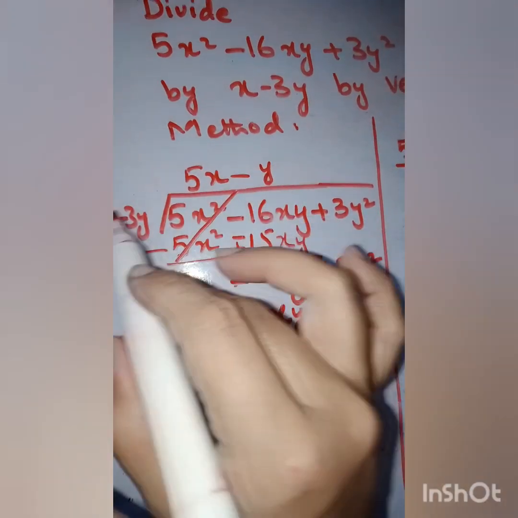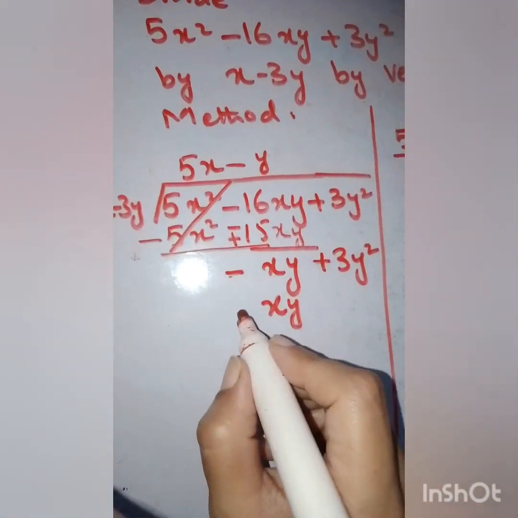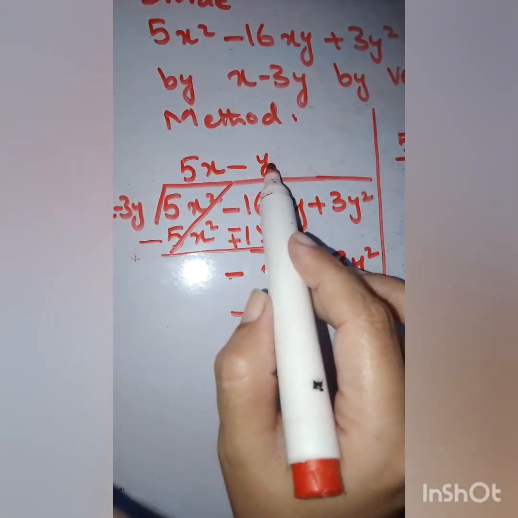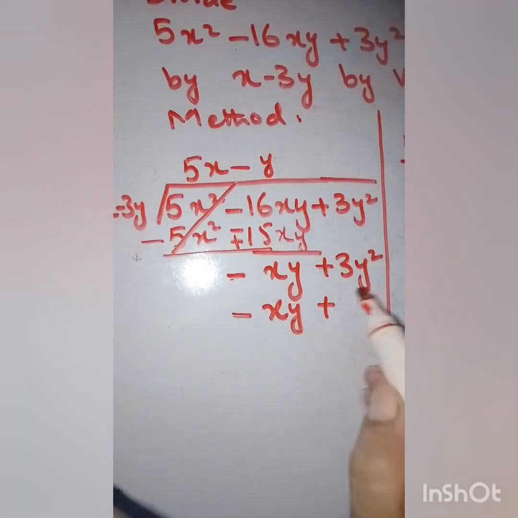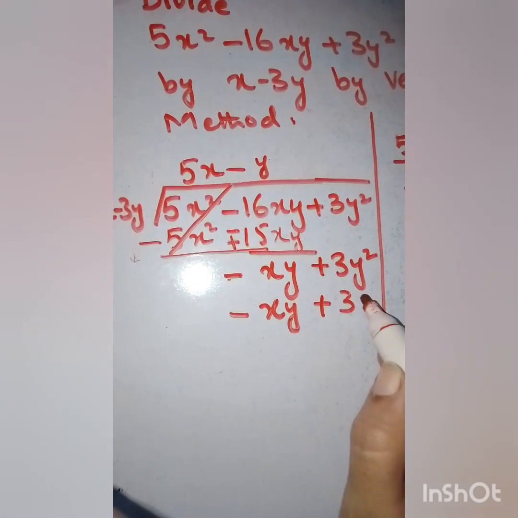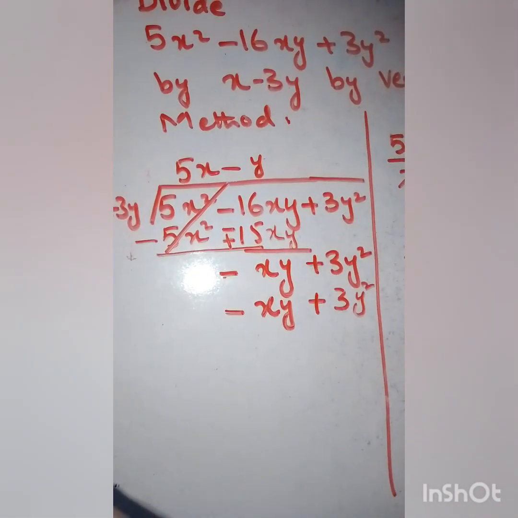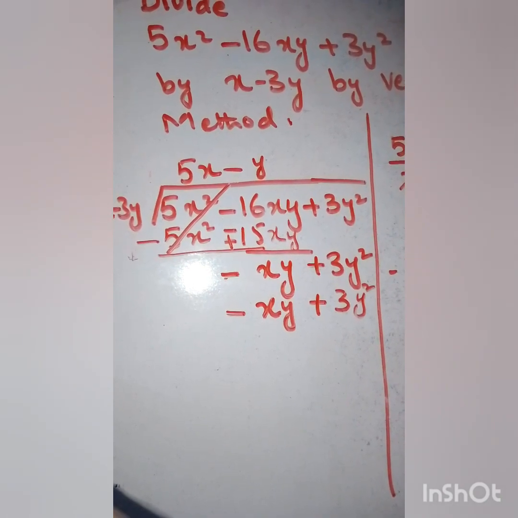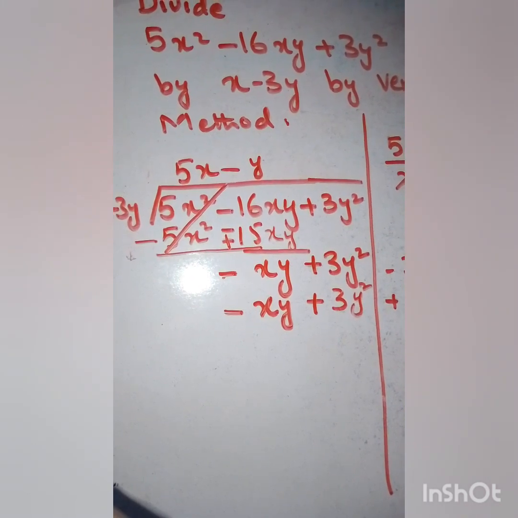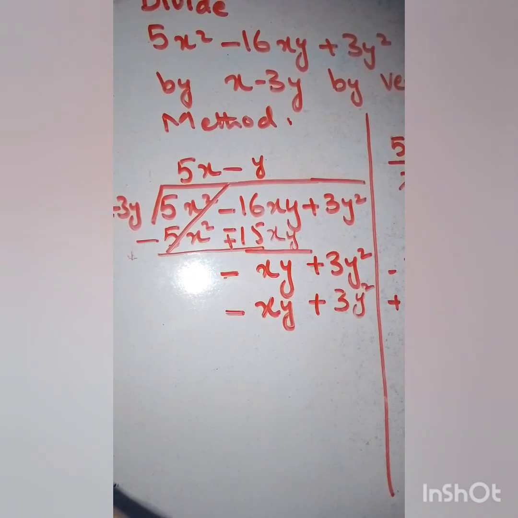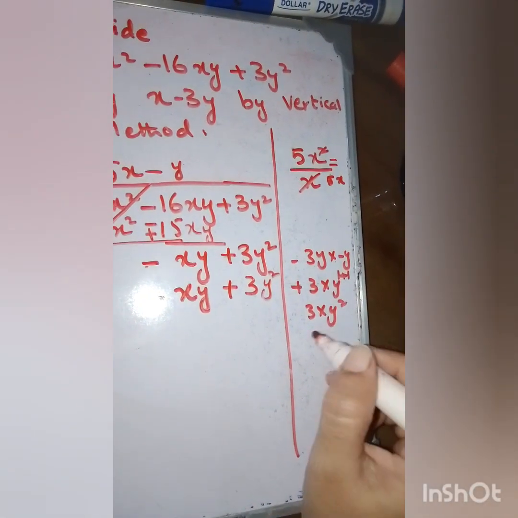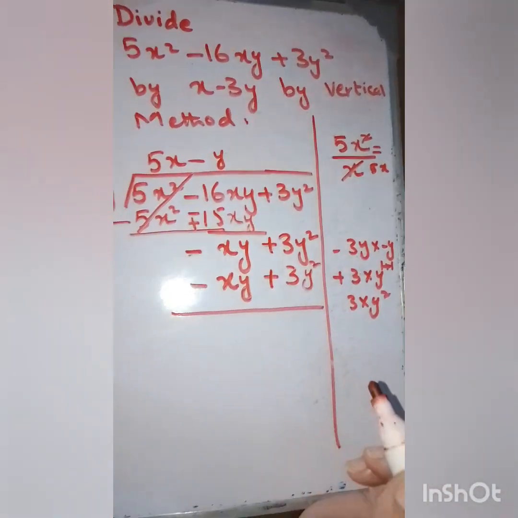So minus y multiplied by x will be minus xy, minus minus will be plus. Then y and y, bases same, powers will be added up, 3 remains same because the coefficient is 1. So bases same, powers will be added up, it will be square like this. 3y multiplied by minus y, it will be minus minus plus, and 3 ones are 3, multiplied by y, bases same, powers will be added up, it will be 3y square. Now put a line over here.